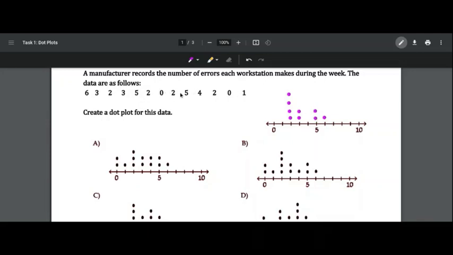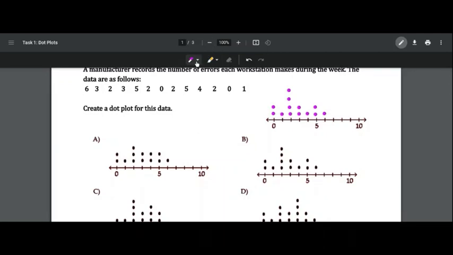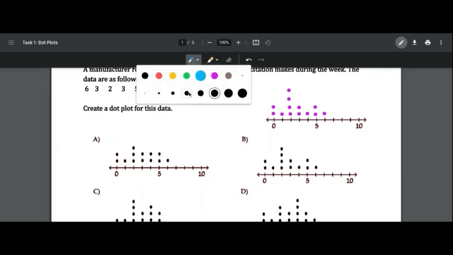And number 0 has been repeated 2 times. And then we have 5, we already did. And then 4. 4 has been repeated 1 time. So here's 4, 1 time. We did 2, we did 0, and number 1 has repeated 1 time. So here is 1.